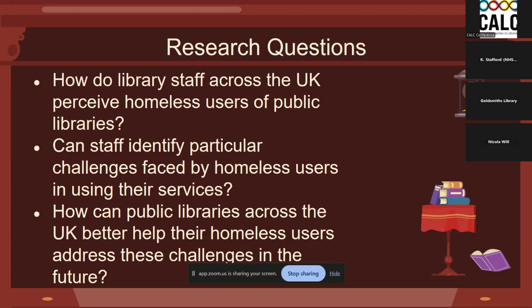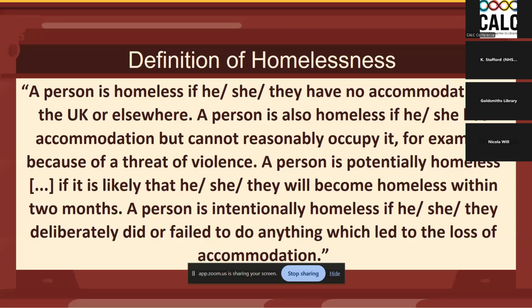That's the plan anyway. Before I begin properly, here's the definition of homelessness that I'm going to be working with for the duration of today's event. A person is homeless if he or she or they have no accommodation in the UK or elsewhere. A person is also homeless if they have accommodation but cannot reasonably occupy it, for example if there's a threat of violence. That comes up for women a lot, that they're fleeing domestic violence and end up homeless. A person is potentially homeless if it's likely that he or she or they will become homeless within 2 months, and a person is intentionally homeless if he or she deliberately did or failed to do anything which led to the loss of accommodation.